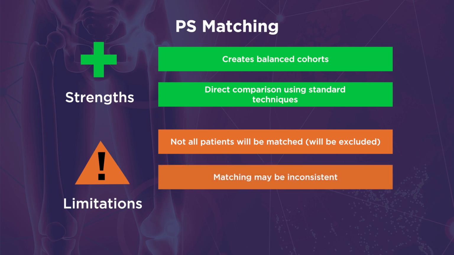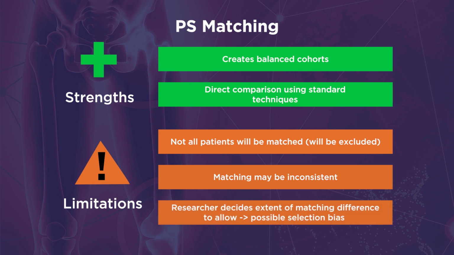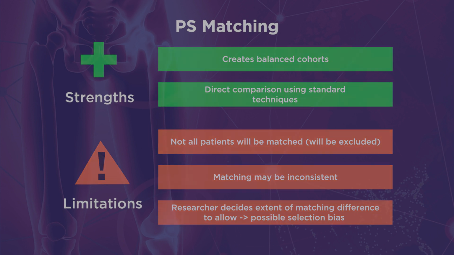Some matched pairs may be more closely matched than others, resulting in less balance. Also, the researcher must decide the extent of the difference to allow in the matching and may possibly exclude some pairs that are not well matched, potentially introducing selection bias and model dependence.